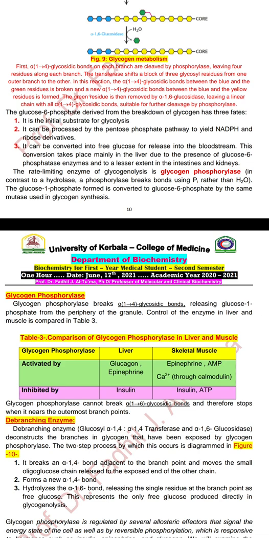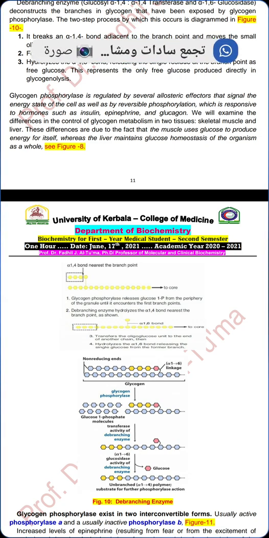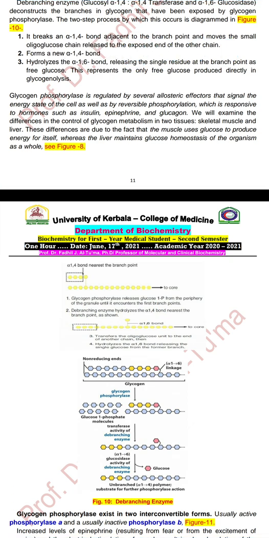Figure 10 indicates the role of debranching enzyme as indicated. Alpha-1,4 bond nearest the branch point as indicated. Glycogen phosphorylase releases glucose 1-phosphate from the periphery of the granule until it encounters the first branch point. Debranching enzyme hydrolyzes the alpha-1,4 bond nearest the branch point as shown, then transfers the oligoglucose unit to the end of another chain. Then it hydrolyzes the alpha-1,6 bond, releasing the single glucose from the former branch.